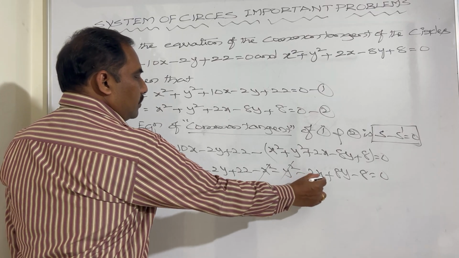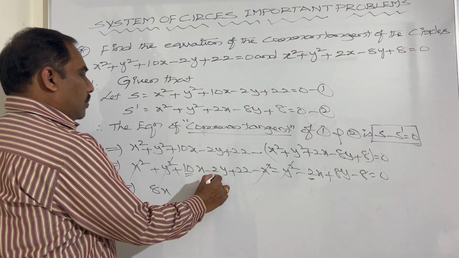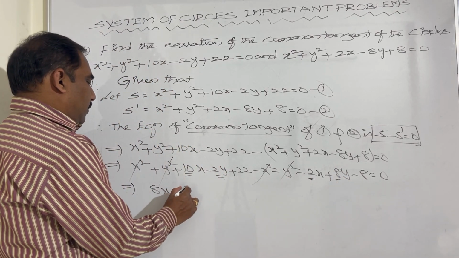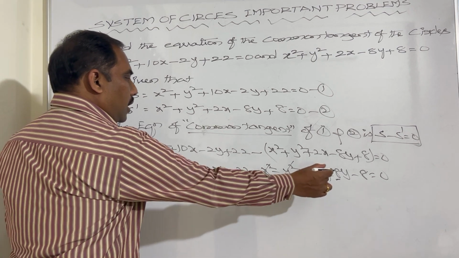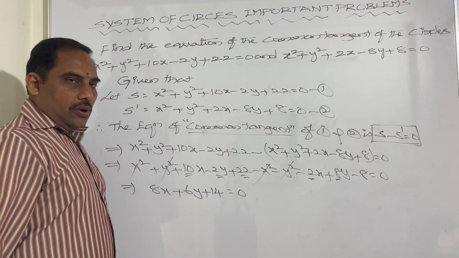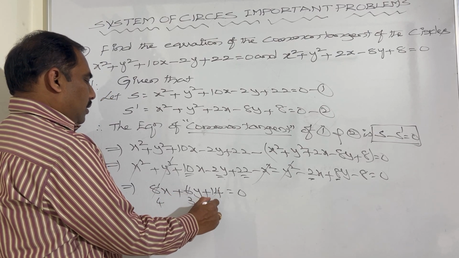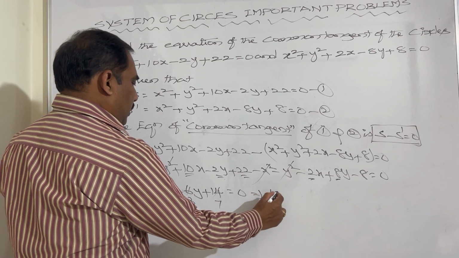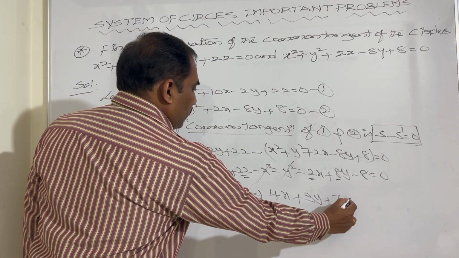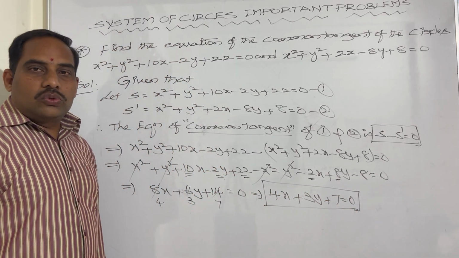Here 10x minus 2x is 8x, minus 2y plus 8y is plus 6y, and 22 minus 8 is plus 14. So it is equal to 0. Further we can simplify that. So 4x plus 3y plus 7 equals 0, which is the common tangent of the given two circles.